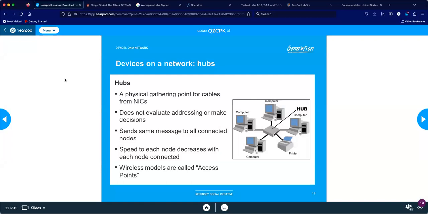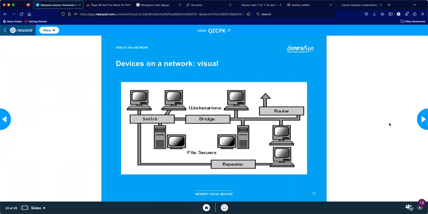Wrong button. So there we go. Right screen, wrong button. All right.